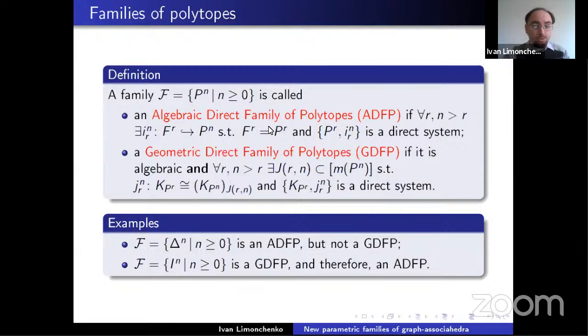That's not always true, because if you take simplices, that's a linear family, one simplex in each dimension. It will be an algebraic direct family, because a simplex is a face in all simplices of greater dimensions, but not a geometric one, because the nerve complex of a simplex is a boundary of a simplex, and it's not a full subcomplex in any simplex. But if you take cubes, then it will be a geometric direct family of polytopes. You can easily check.